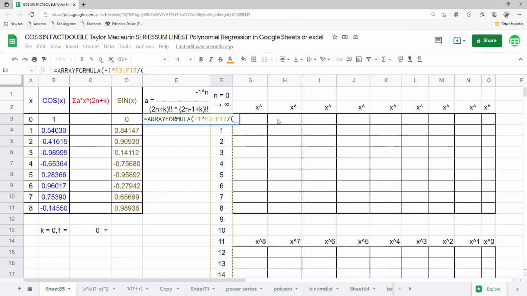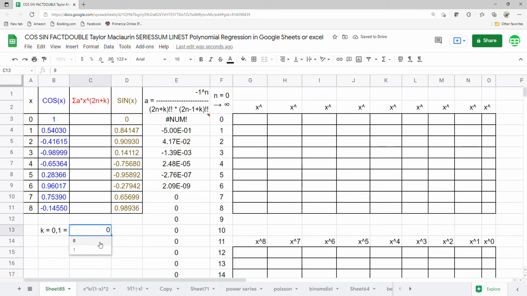there are two parts. The first part is double factorial 2n plus k. So FACTDOUBLE 2 times n plus k. That's the first part. The second part, again, double factorial 2n minus 1 plus k. So double factorial 2 times n minus 1 plus k. And then enter.